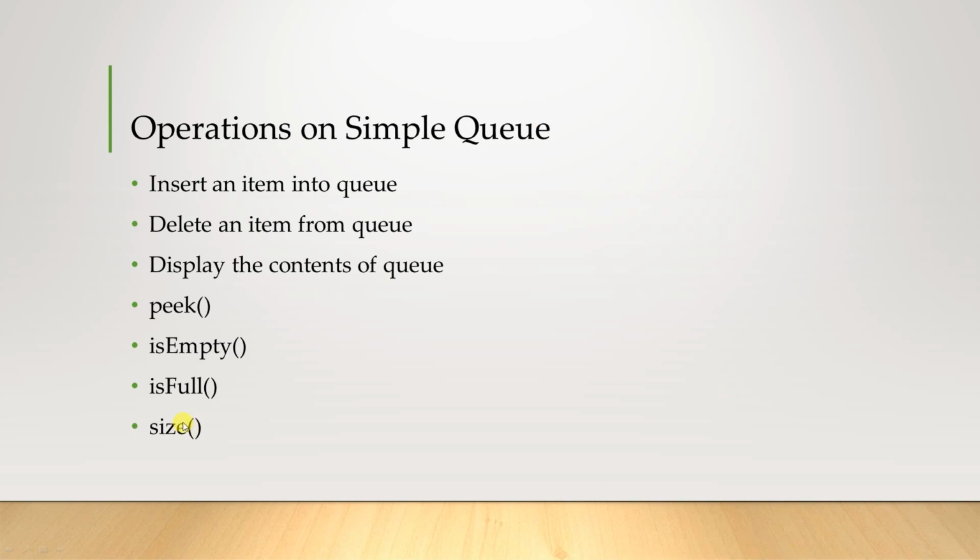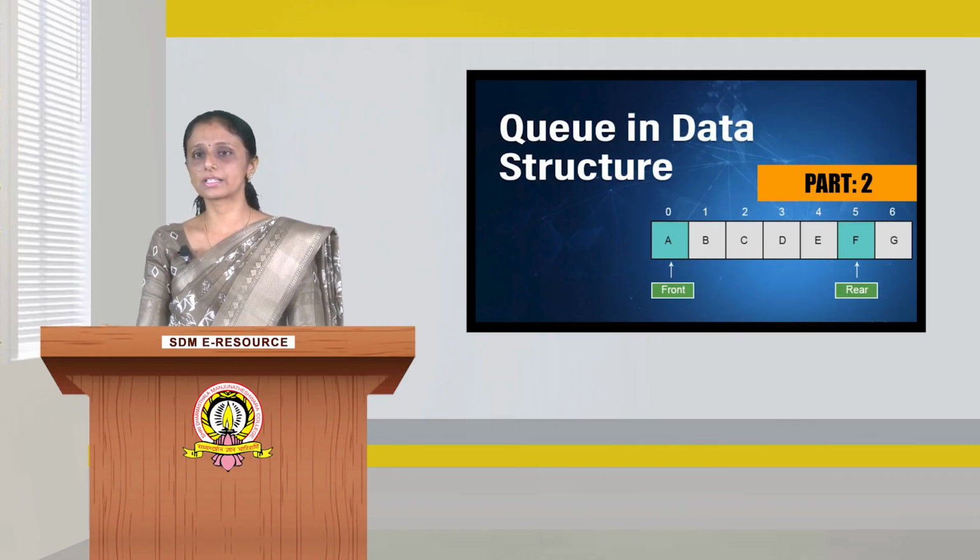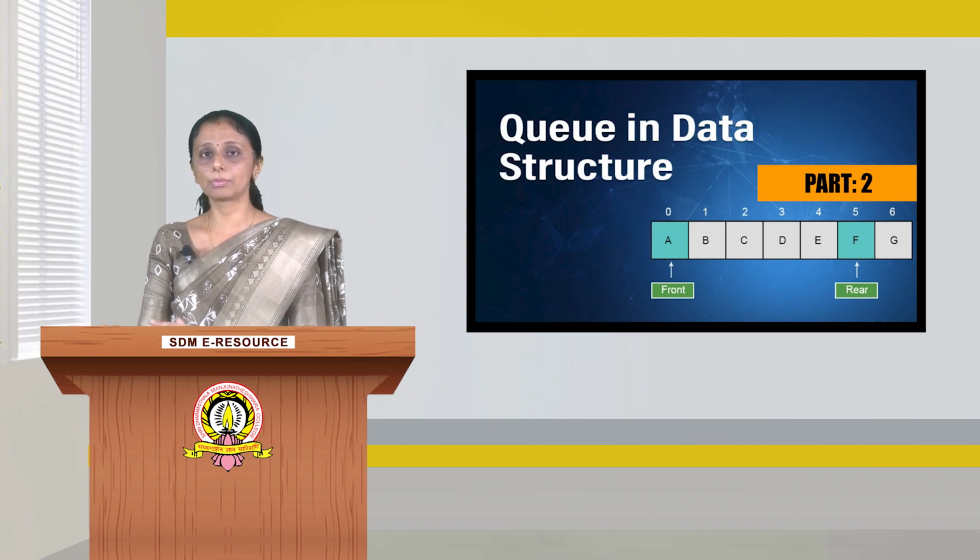Another method here is the isEmpty method. The isEmpty method is going to verify whether our queue is empty or not. Another method is called isFull. The isFull method verifies whether our queue is full or not. Next is a method called size, which is going to find the total amount of space the queue has occupied. So these are the basic operations that can be performed on any type of queue.